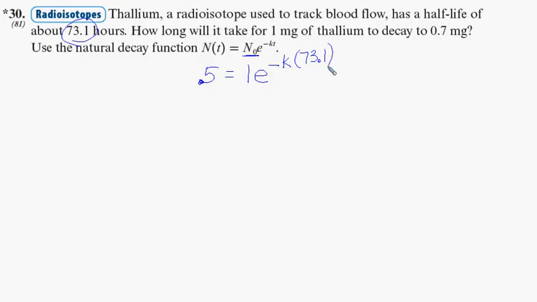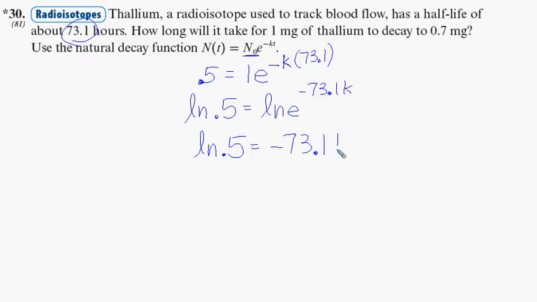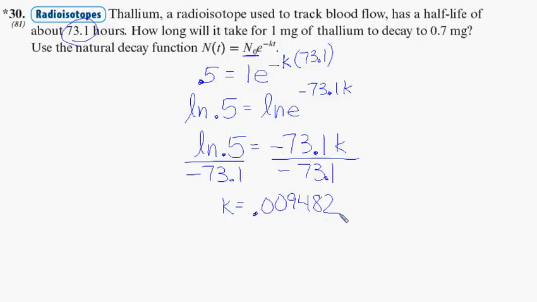Now, to get access to this constant so we can solve for it, we can take the natural log of both sides. So that gives us natural log of 0.5, natural log of e to the negative 73.1k. And so that leaves us with natural log of 0.5 equals negative 73.1k. Divide both sides by negative 73.1 to isolate k. And then we get k is equal to, what is k equal to? Approximately, kind of a small number here, 0.009482. Just leave it in your calculator. Even that I had to round a little bit, so that's not ideal.